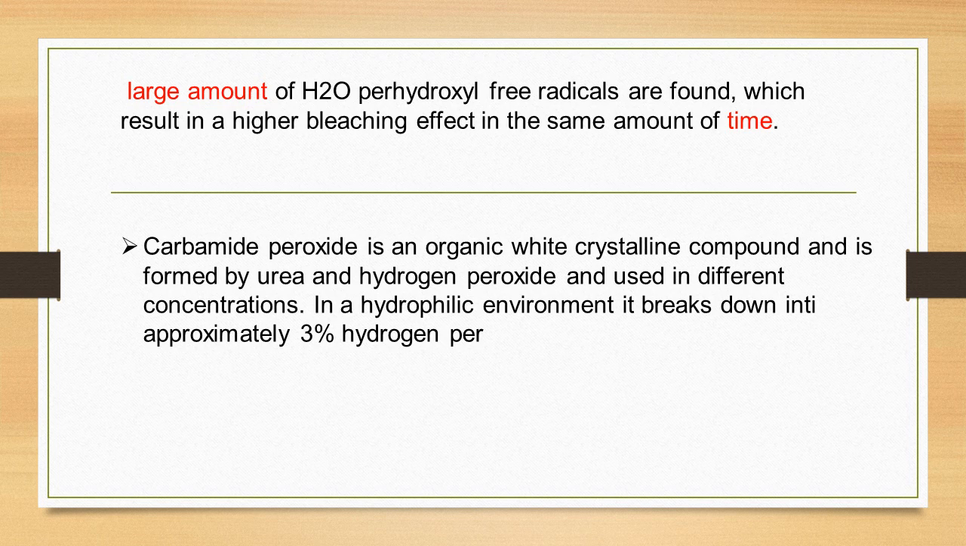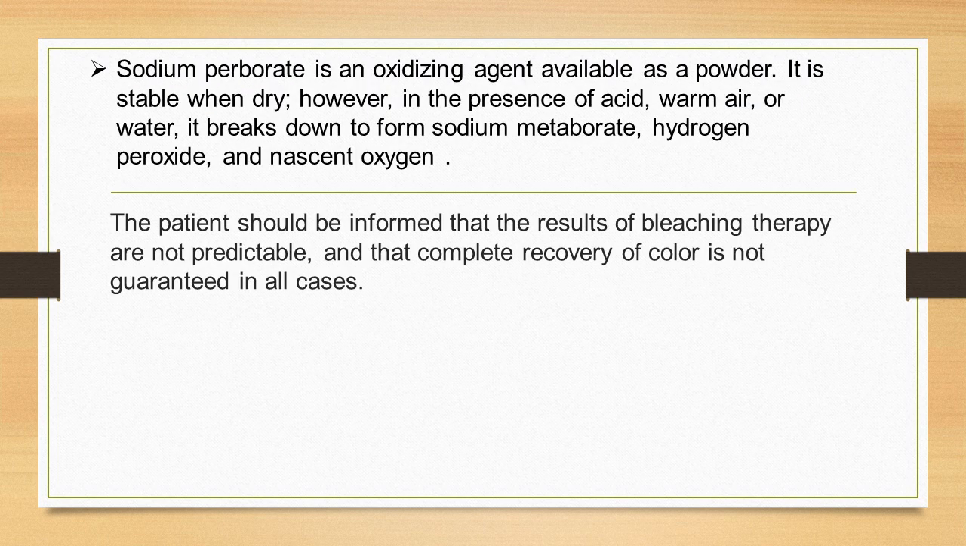The carbamide peroxide is an organic material. They are crystal-like. They are urea with hydrogen peroxide, so they are used in different concentrations. I forgot to tell you that the first material is mostly at a concentration of 30 to 35%, while with carbamide peroxide the hydrogen peroxide is 3%. It will break down in a hydrophilic environment into peroxide. The sodium perborate, the third material, is also an oxidizing agent.